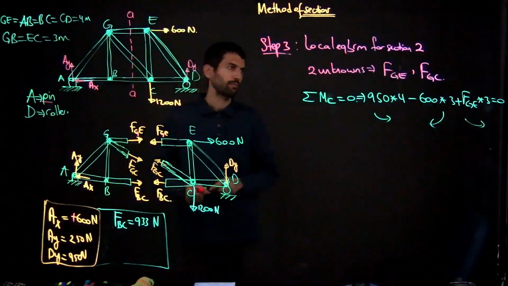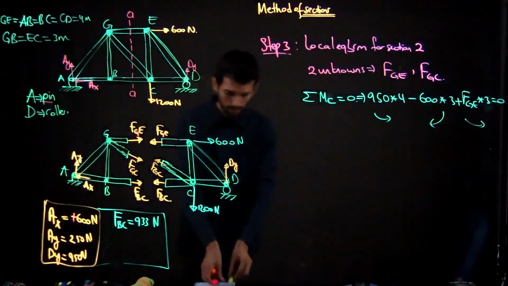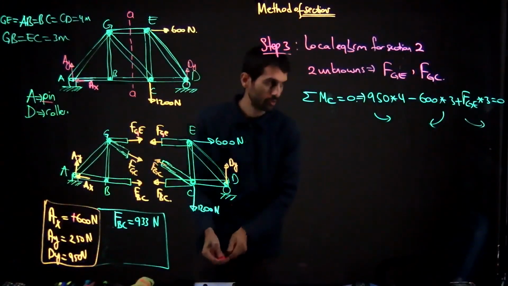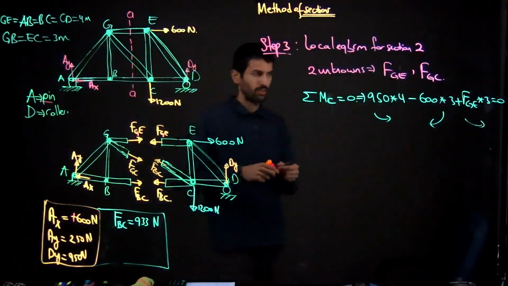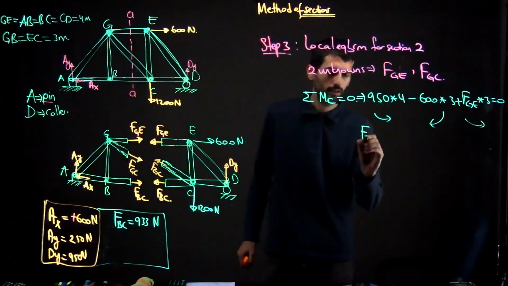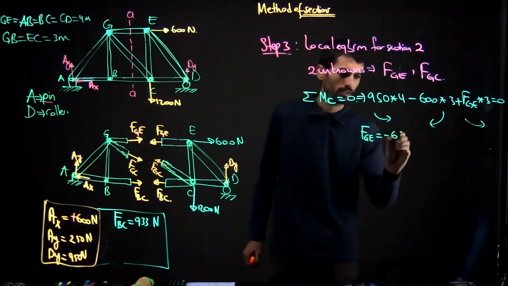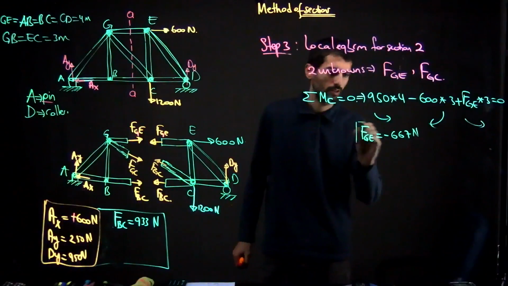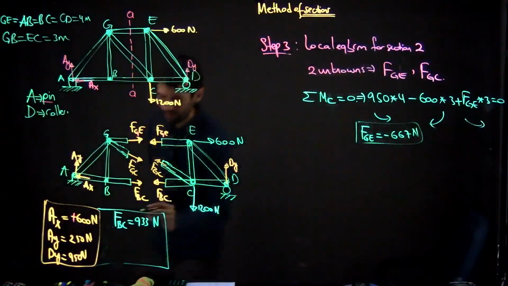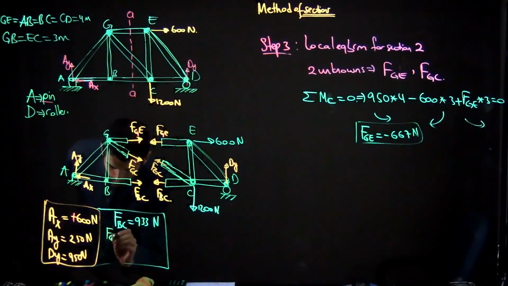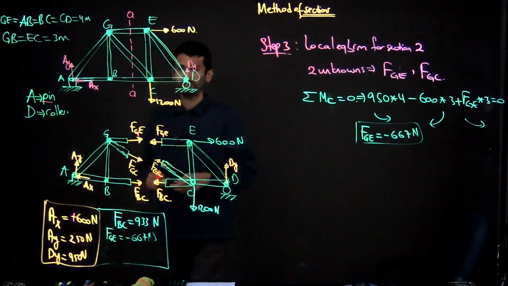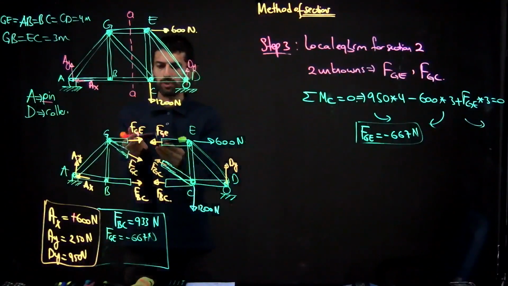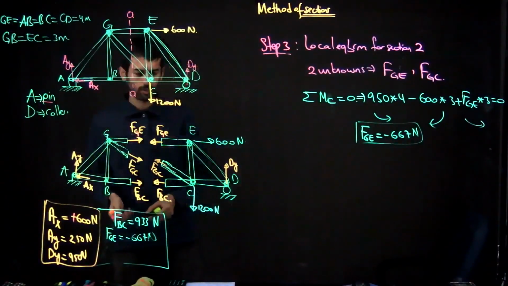As you can see, we have one unknown with one equation. Okay, so this is the only unknown. So let's find it. It follows that FGE is negative 667 newtons. Okay, so let me add it here. And this one is a negative force. It means that it should be in this way. Okay, it should be a compression.